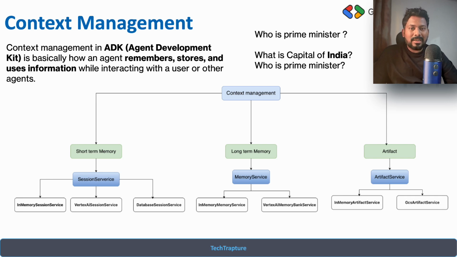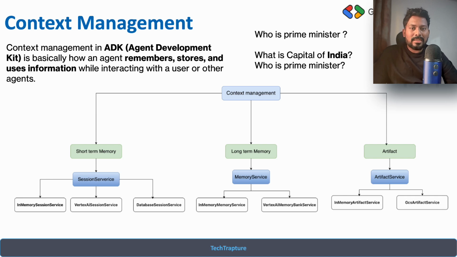And the artifact is just kind of files. Let's say during the conversation with the agent, you are creating some JSON file or any XML file, and you want to store that somewhere during the conversation, so the same agent or another agent can access it further in the conversation. Then you can store it as a file.